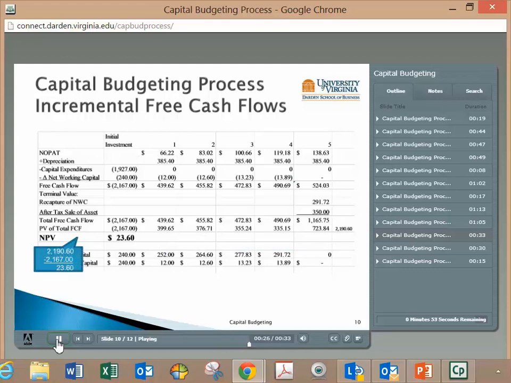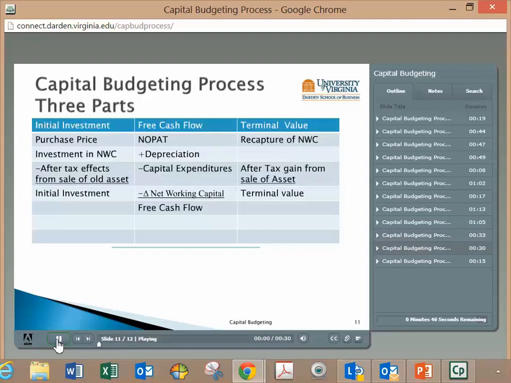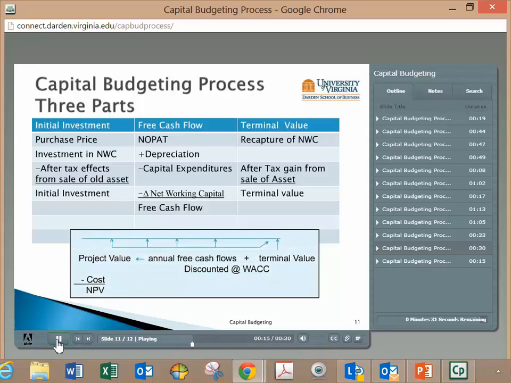There are 3 steps associated with estimating the free cash flows for a project or investment. First, we estimate the initial investment. Next, we estimate the annual free cash flows. And finally, we estimate the terminal value. In addition to these, there are a couple of other steps to estimate the NPV of the project. The first is to discount the free cash flows and terminal value at the weighted average cost of capital to get an estimate of the project value. And the final step is to estimate the NPV by deducting the cost from the value.